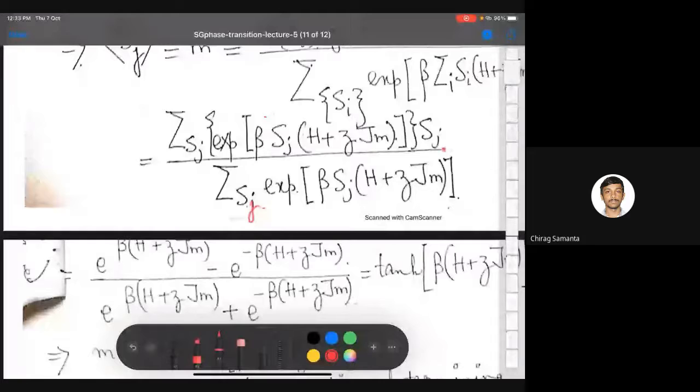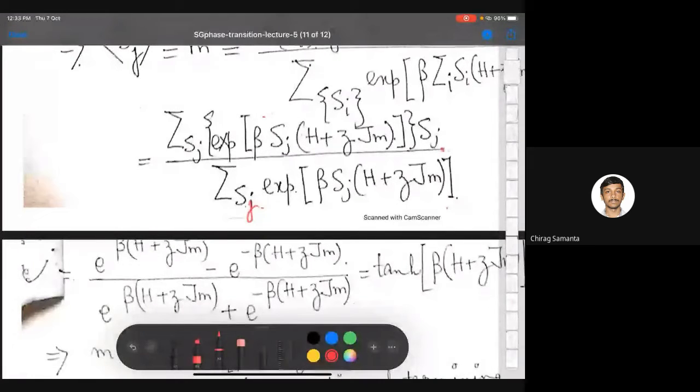Now let me do this sum. This sum is quite easy to do. Sj can take only two values. So I put Sj equal to plus 1. When I put Sj equal to plus 1, I have plus 1 times e to the power beta (H plus JZM), which is this term. Sj can have the other value, minus 1. When you have minus 1, you have minus 1 times e to the minus beta (H plus JZM). Fine, that's the numerator.